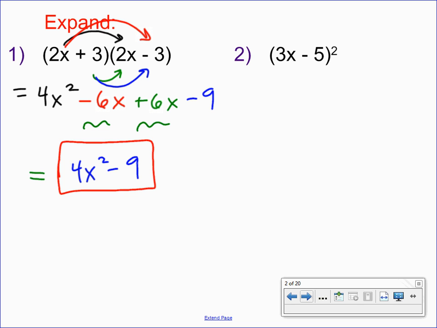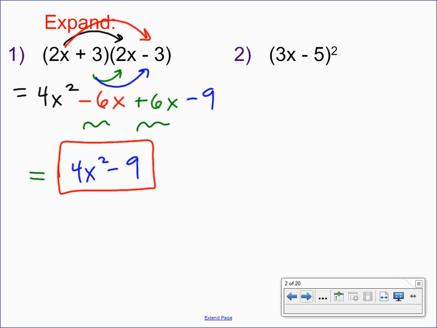So too is number 2 a special in the sense that we're multiplying a binomial, right, by itself. This does not equal 9x squared minus 25. We can't distribute that exponent into my parentheses because there's a sum or difference, that is addition or subtraction. This is a FOIL problem, just like number 1. Number 2 is just like number 1.